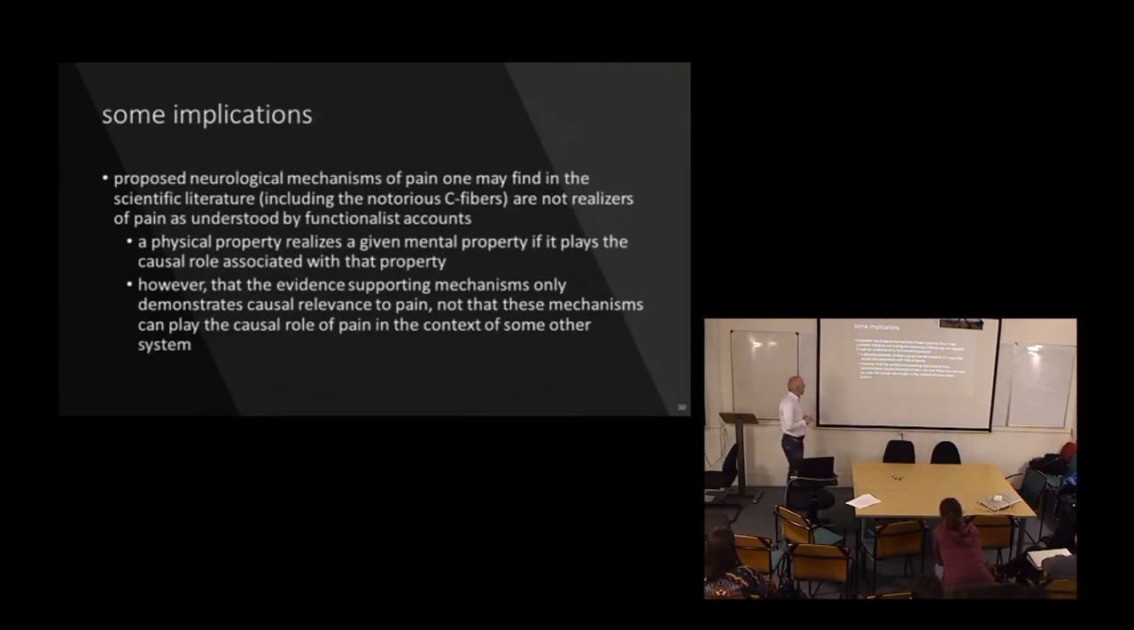Another implication is that proposed neurological mechanisms of pain, the kind one may find in the scientific literature, including the notorious C fibers, are really not realizers of pain. These are understood, for example, in functionalist accounts. Realization is the notion that a physical property realizes a given mental property if it plays the causal role associated with that property. However, the kind of evidence that one gets for mechanisms only demonstrates causal relevance to pain. It doesn't demonstrate that this mechanism can play the causal role of pain in the context of another system.